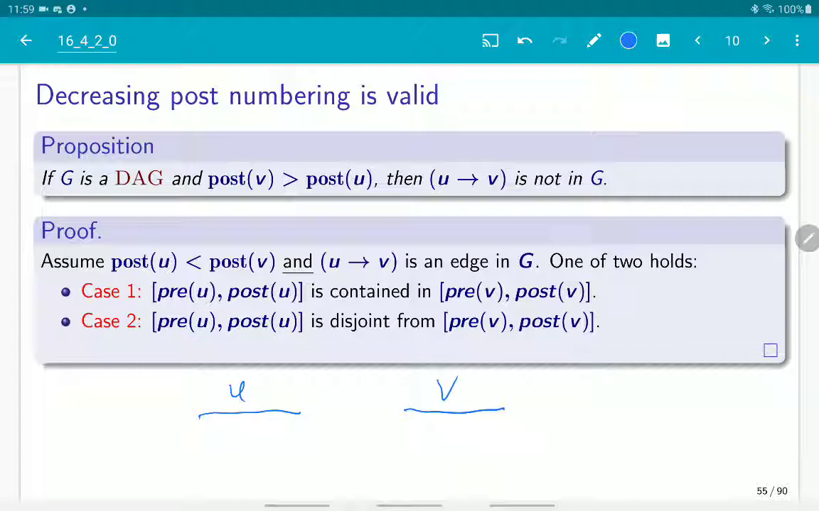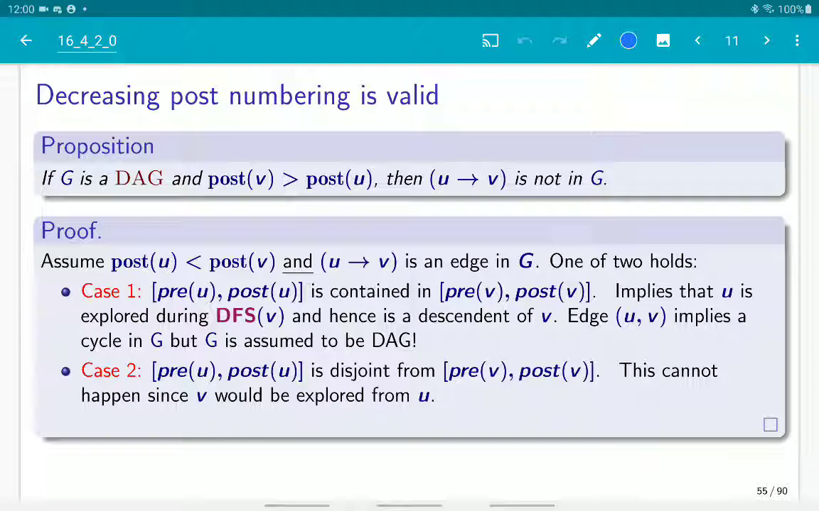U and V are disjoint. But then, what do we have? Post of U was smaller, so we did the exploration of U before we started the exploration of V. But if the edge UV was there, when we explored U, at some point we would try to explore V. And then the interval of V would have contained U, which is also impossible. So this is a contradiction. Both cases are impossible. So we conclude that our assumption that the edge UV is in the graph is false, and as such the claim is correct.